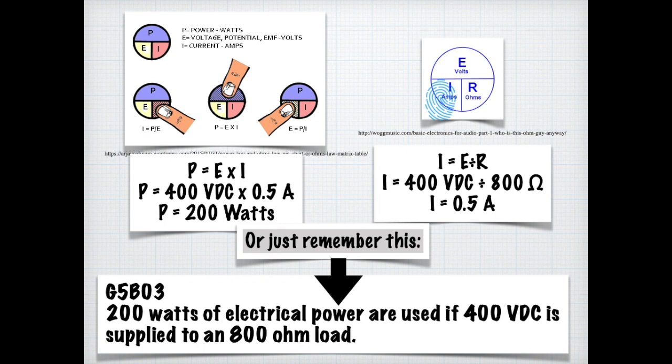So now we can use it to calculate our power. P equals E times I, or 400 volts times 0.5 amps equals 200 watts. For the exam, you just need to know that 200 watts is the electrical power used if 400 volts DC is supplied to an 800 ohm load.